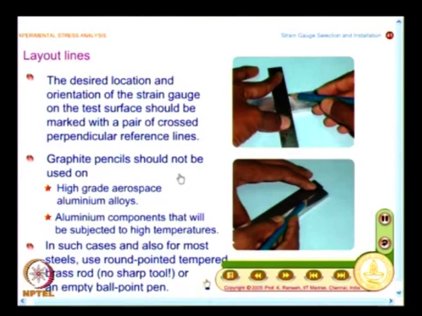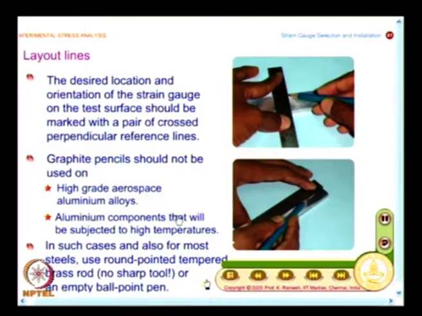So, if you have to use these materials, you need to go for a round pointed tempered brass rod, that is what is recommended, and this can also be used on steels. In the extreme case, you can also use an empty ballpoint pen which is blunt.